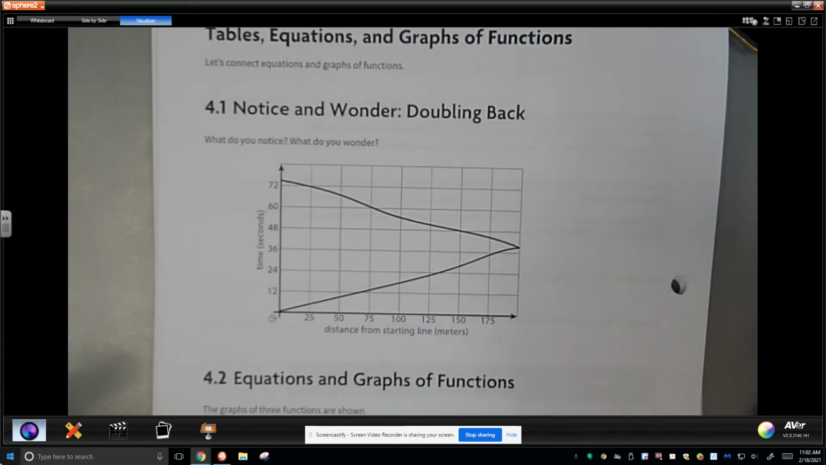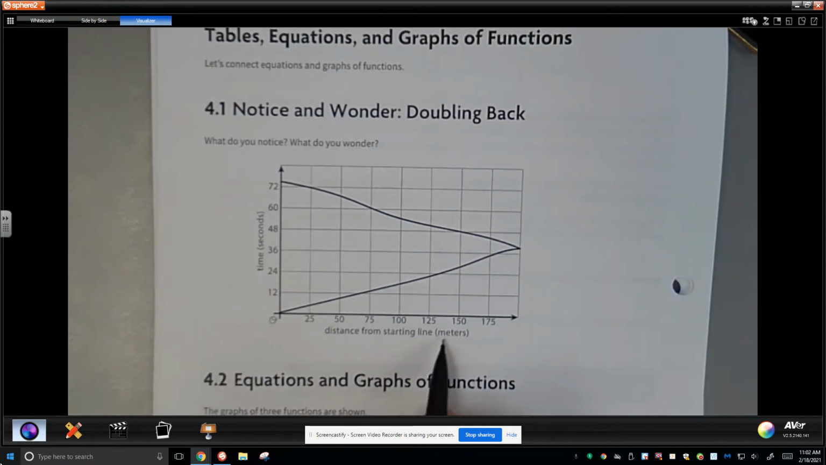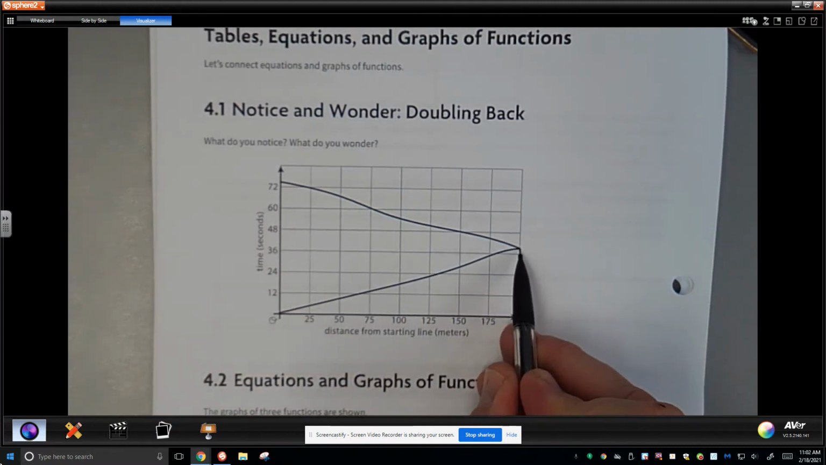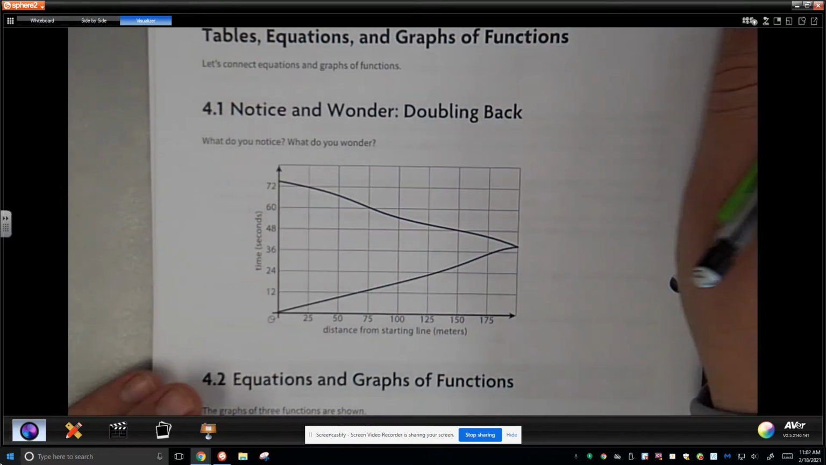I can notice a lot, but first thing I see with this is that I don't see straight lines. I have no idea what this is supposed to represent other than somebody's taking a distance from a starting line. So maybe it means moving from this point at the starting line, running or jogging or driving or something out to this point and returning back to the starting line. That's all I can know.